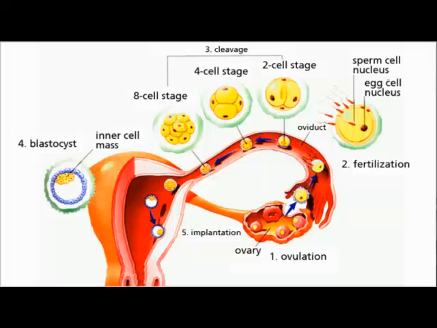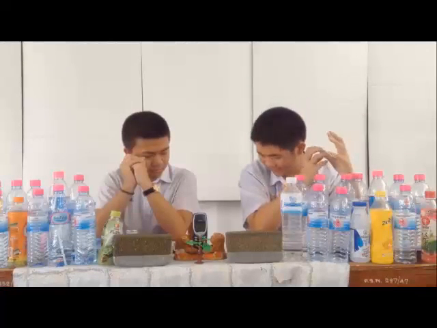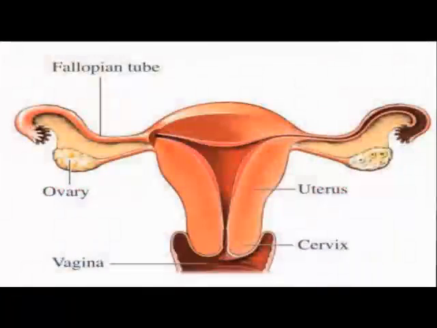Second, the fallopian tube, or oviduct, or uterine tube. The fallopian tube is covered with small finger-like projections called fimbriae. The fimbriae wrap over the outside of the ovary to carry the ovum for transport to the uterus.